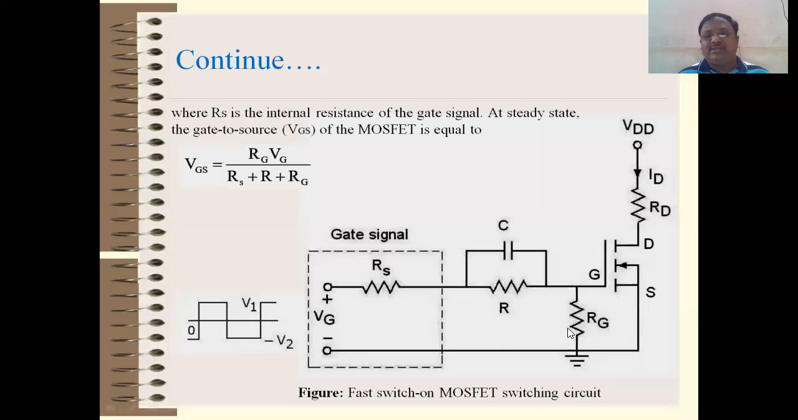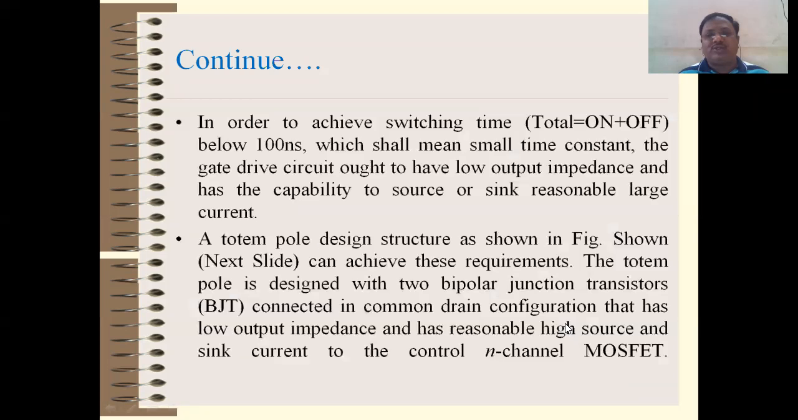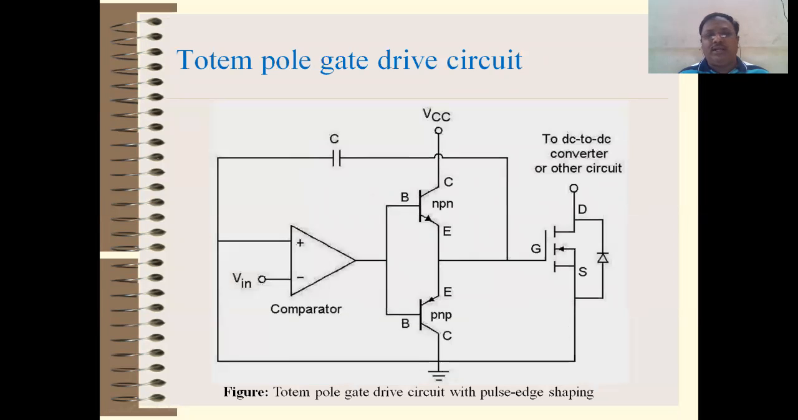It has some disadvantages, so that is overcome in the next one, that is called the totem pole gate drive circuit, or you can say push pull transistor configuration for drive circuit. What is the advantage of this? The NPN and PNP transistors, normally BJT, have a medium input impedance but very low output impedance. That is advantageous. So that advantage is used to reduce the off time, that is called delay time or off time.